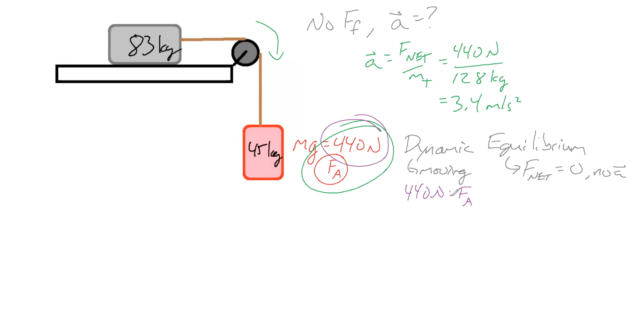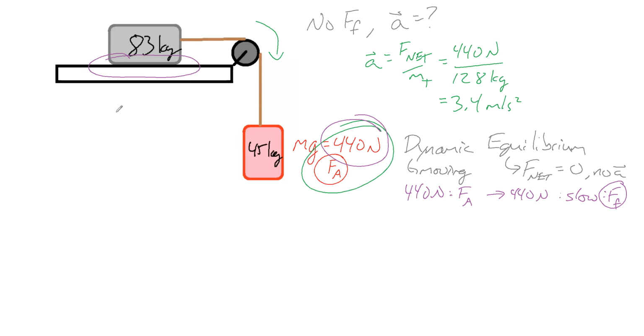If the net force is 0 and it's not accelerating, and I've got 440 trying to move it, I must also have 440 newtons trying to slow it down. That way things cancel out. This has got to be how much friction I have. You could have friction in the pulley, but we're just going to work with the little box here. The friction is right here between the 83 kilogram box and the table.